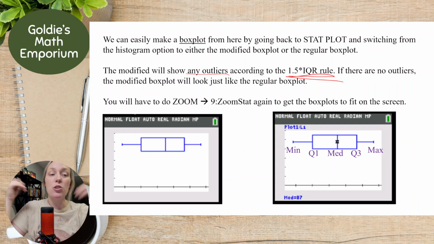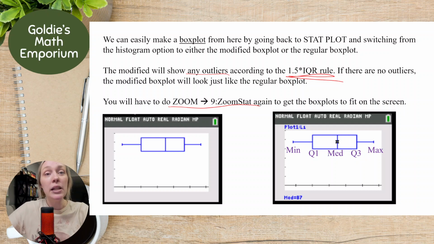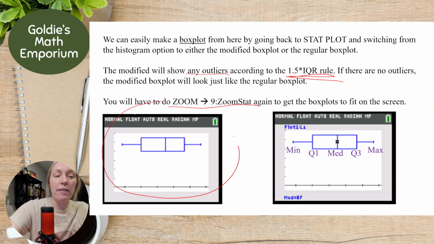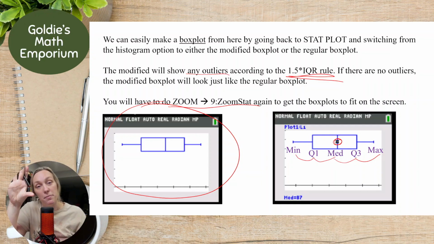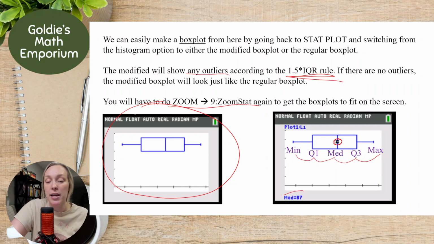Okay. So you'll have to go to Zoom and then Zoom Stat again, and it'll fix it to the box plot. Okay. And you get the box plots fitted to the screen. And then this is what it's going to look like right off the bat. And when you press trace, you're going to get the little cursor to appear. And the cursor, when you press over on either side, it's going to jump between the 5-number summary. Okay. And it's going to display the 5-number summary, each of those values one at a time down below.